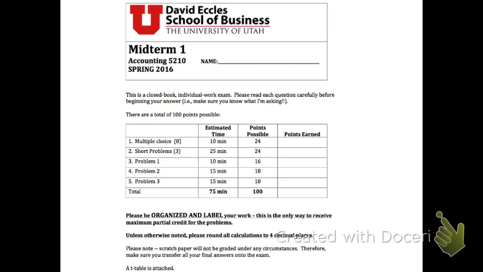These 3 problems, I can tell you that one of the problems is cost, volume, profit. One of them is product costing, job order costing, and one of them is cost behavior. So that gives you an idea of what the 3 longer problems could entail.